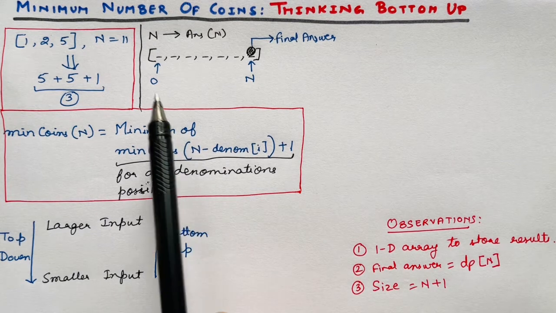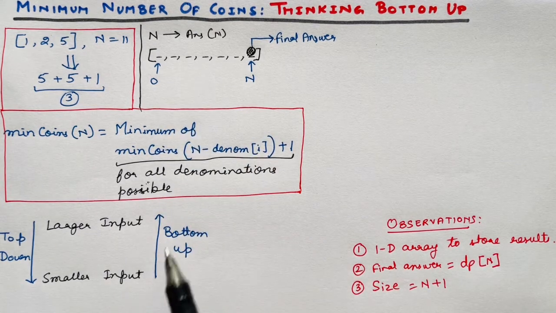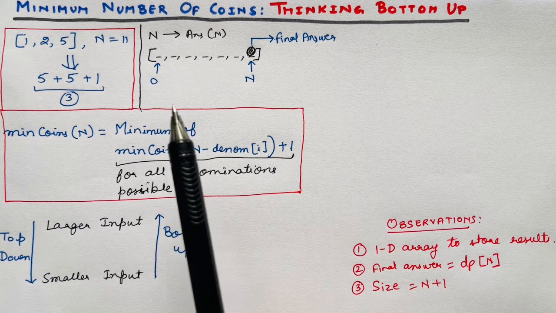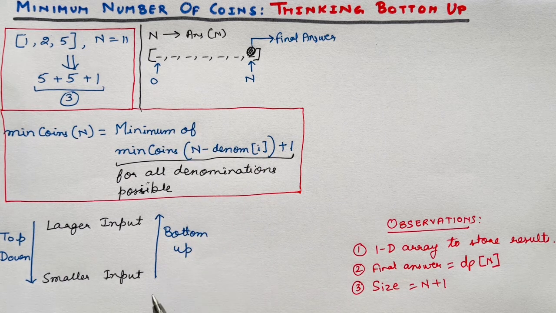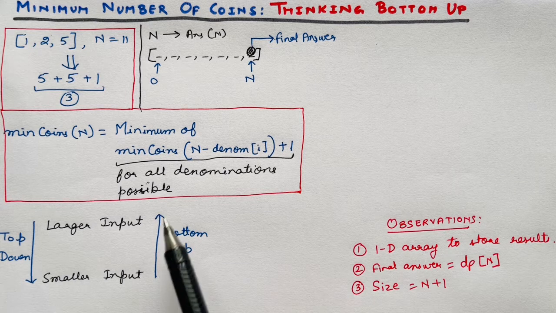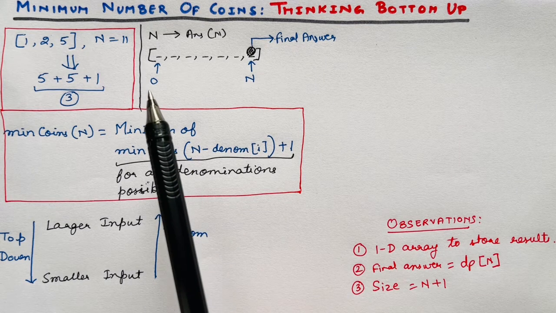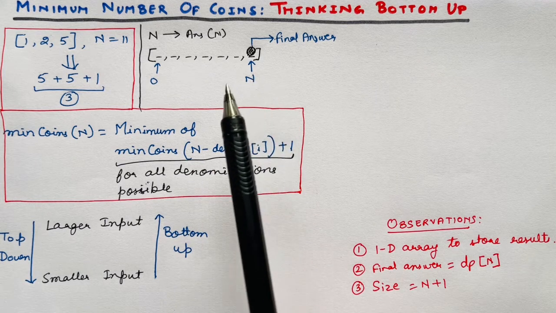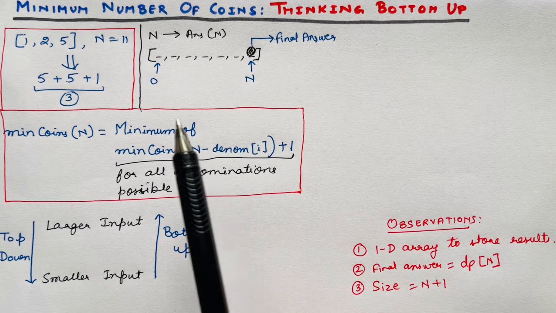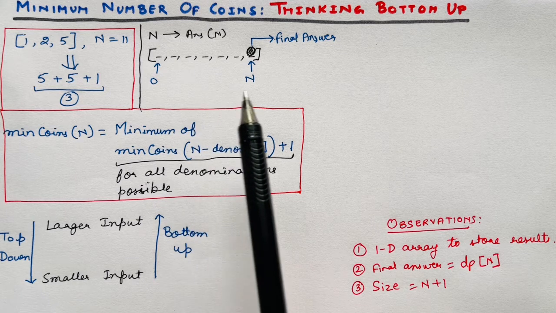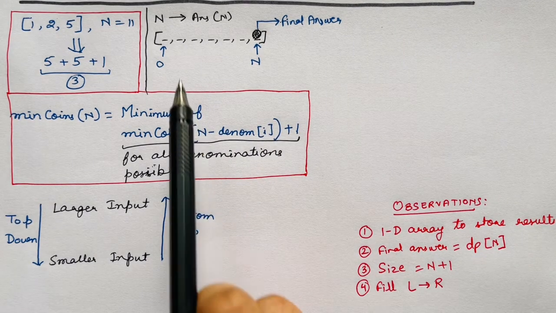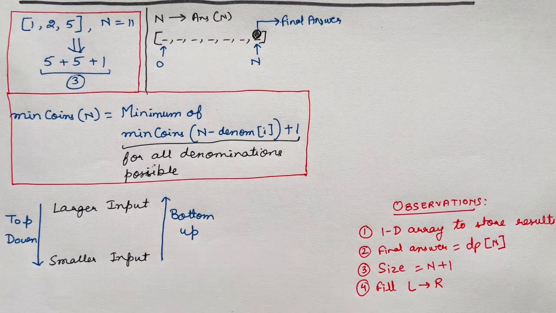Now it is clear that we have to fill this array. Now in which direction should we fill it? How do we fill it? In which order should we fill it? We know that we have to move from smaller input to larger input. So smaller input corresponds to the left side of the array and larger input corresponds to the right side of the array. Therefore, we will fill this array in left to right manner. So it is clear that we are filling this array from left to right.